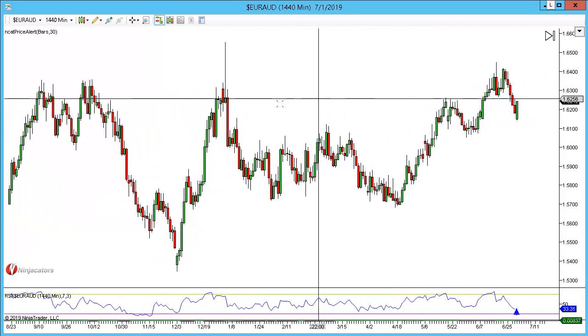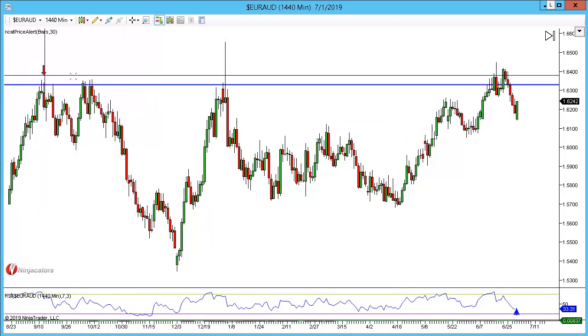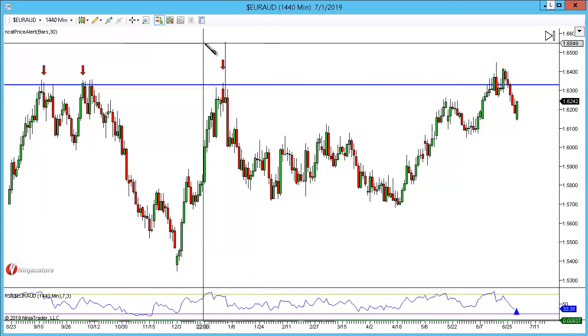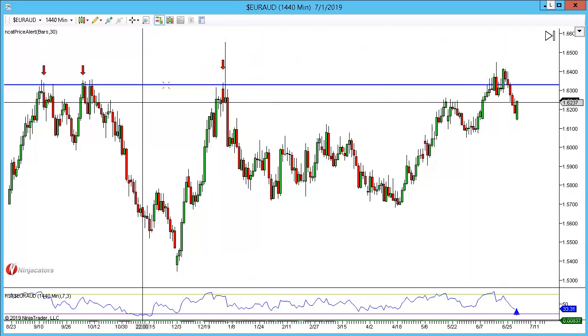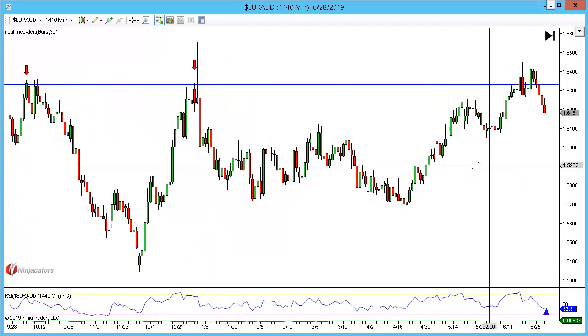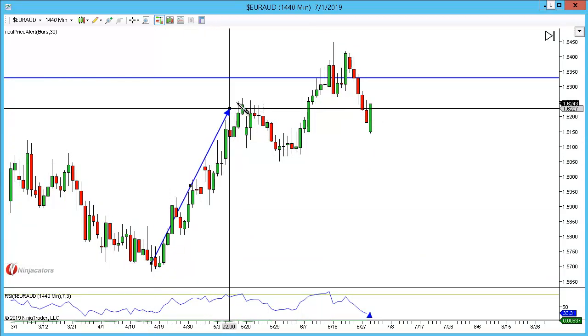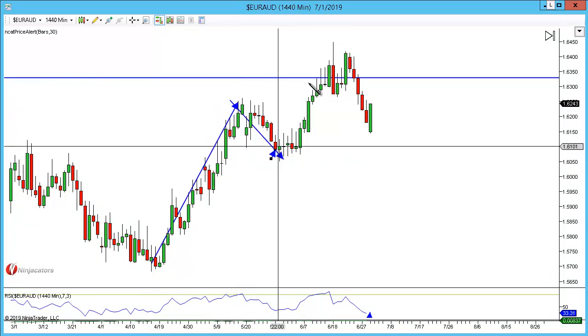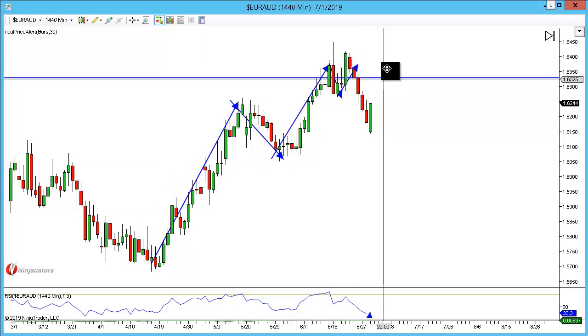Now, if we put a structure level on just here, then we've obviously got this decent level of structure right here, but technically we've not violated the wicks up here. So this is still a structure hold, and it looks as though we're putting in a rotation pattern just here on the dailies. And what happened is that we actually came up and put in a double top.